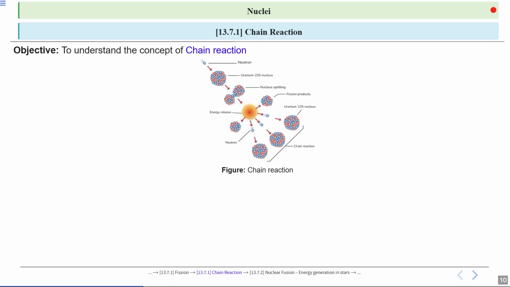Let's start by understanding the concept of a chain reaction. Notice the diagram in the center of the slide. This will help us visualize how a chain reaction works in nuclear physics. A chain reaction is a process where the products of one reaction event cause additional events to occur, leading to a self-sustaining sequence.